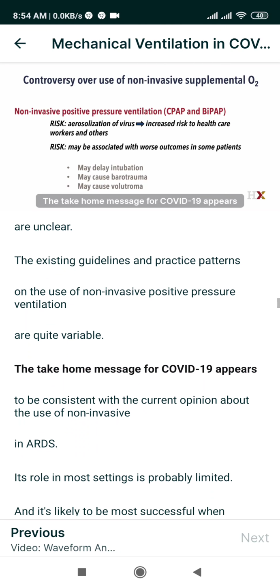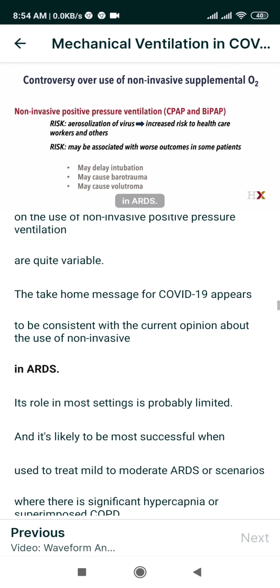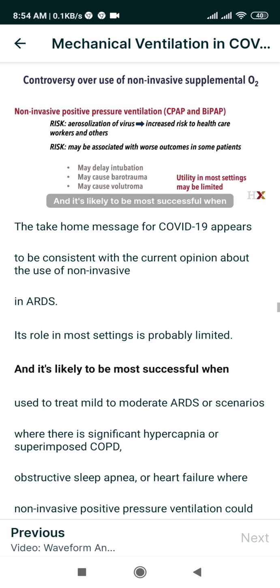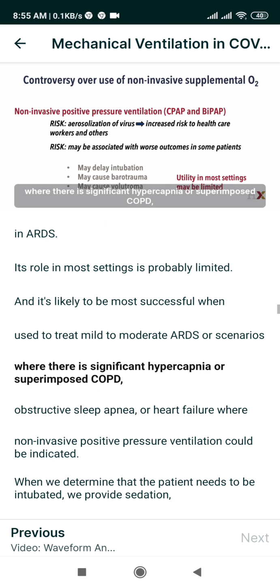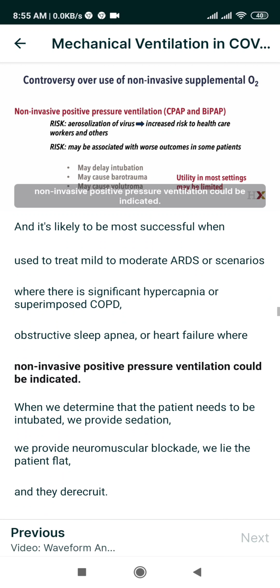The take-home message for COVID-19 appears to be consistent with the current opinion about the use of non-invasive ventilation in ARDS. Its role in most settings is probably limited, and it's likely to be most successful when used to treat mild to moderate ARDS, or scenarios where there's significant hypercapnia or superimposed COPD, obstructive sleep apnea, or heart failure, where non-invasive positive pressure ventilation could be indicated.